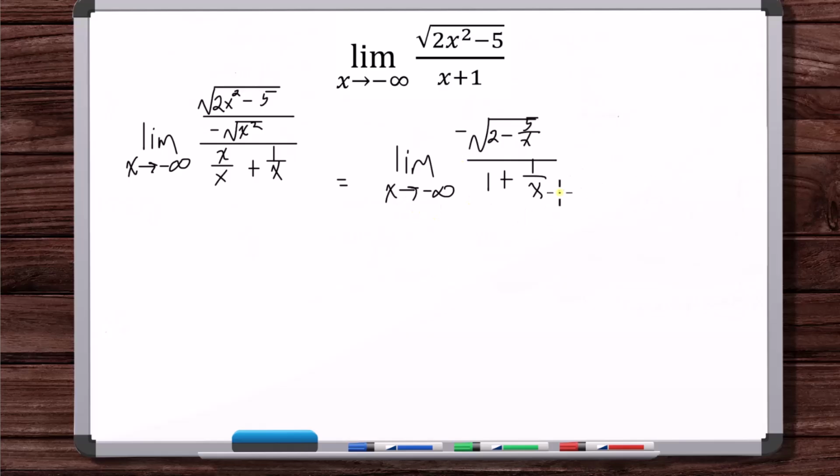Okay, so now as x goes to negative infinity, this goes to 0, so the entire denominator goes to 1. 5 over x squared goes to 0, so you have 2 minus 0, and you're left with the square root of 2. So you've got just minus root 2.